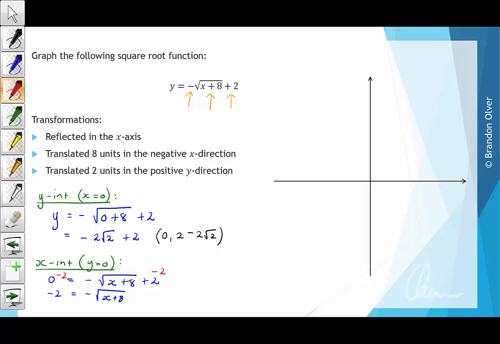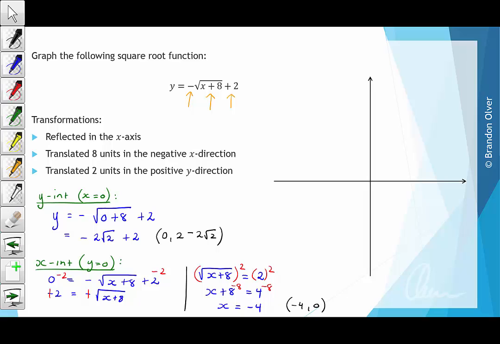Multiplying both sides by negative 1, the two negatives become positive on both sides. So we can say that the square root of x plus 8 equals 2. Squaring both sides gives x plus 8 is equal to 4. And finally, subtracting 8 from both sides will give us x equals negative 4. So that gives us the point x is negative 4, y is 0 as the x-intercept.